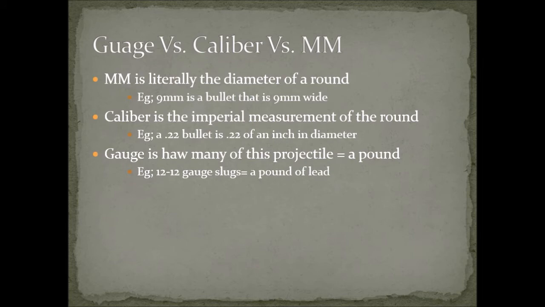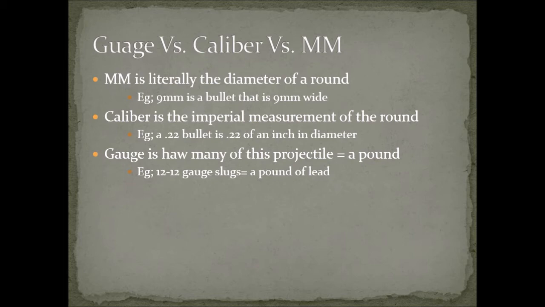Gauge versus caliber versus millimeter. This is something that confuses the hell out of everybody in the beginning. Millimeter is literally the diameter of the bullet. So if we go back to that previous image of the bullet, remember it's just the part that comes out of the end of the casing. That's the bullet. So 9 millimeter would be, the bullet would be 9 millimeters across. Okay? So there you've got it.